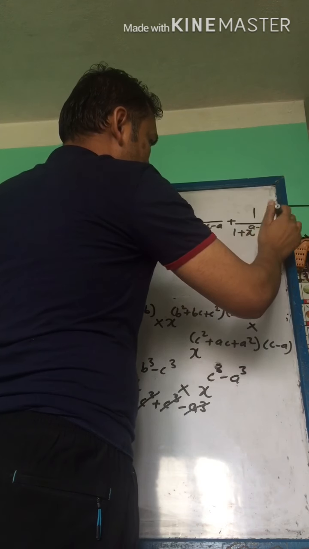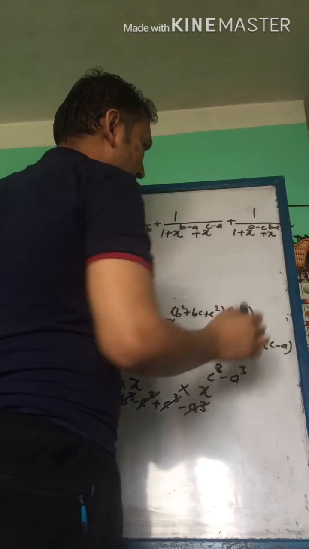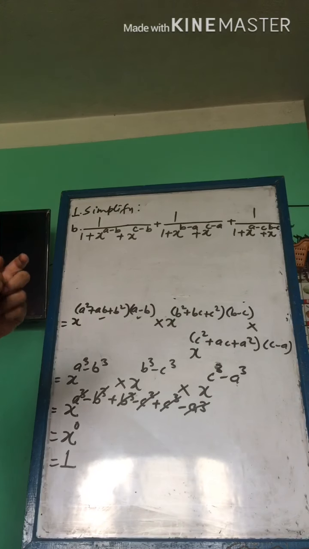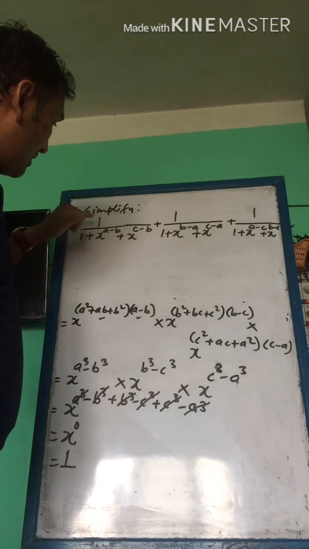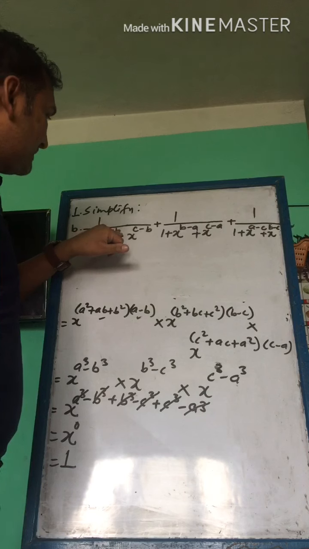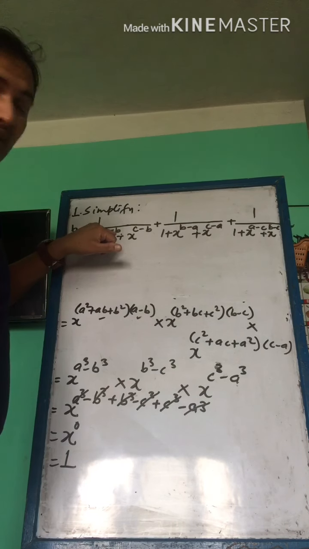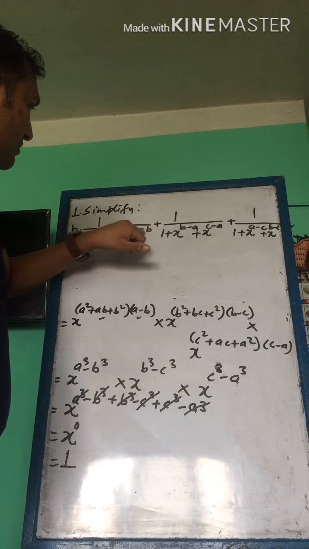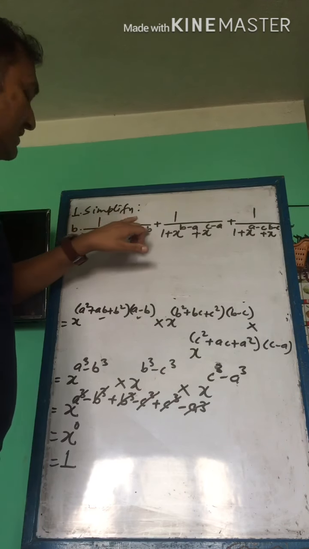Let me tell you about this question pattern here. 1 upon 1 plus x to the power a minus b. What is the power over there? In the power there is a minus b. What is there in minus form? Minus b. Here also, here also. In this fraction, here minus b is kept.